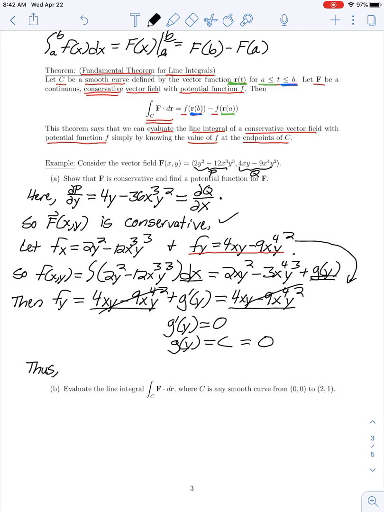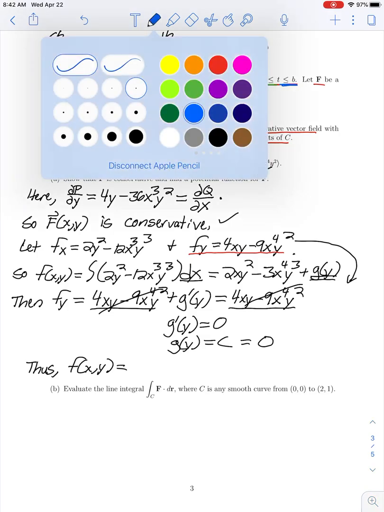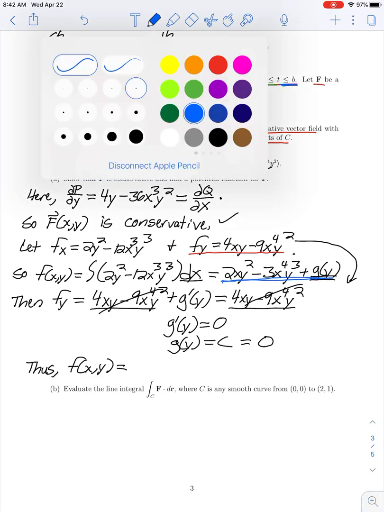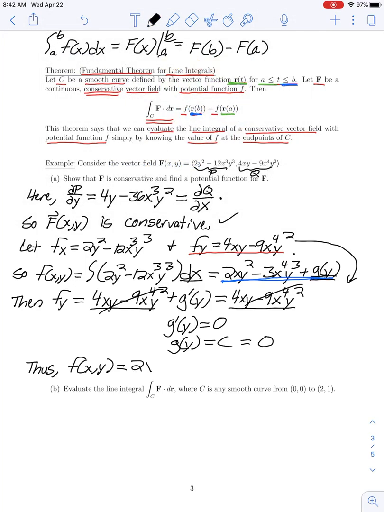So what we find is a potential function, f of xy, would have the form that we found above. Here, it would be given by 2xy squared minus 3x to the fourth y cubed plus some constant, and if we don't have any other restrictions that have to be satisfied, we could choose our constant to be 0, in which case we would just have the following expression for our potential function.